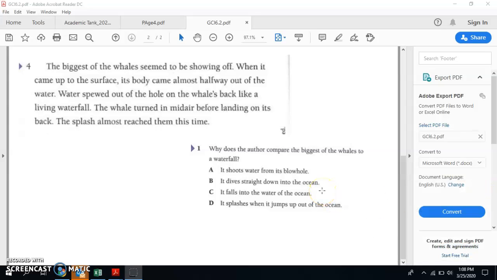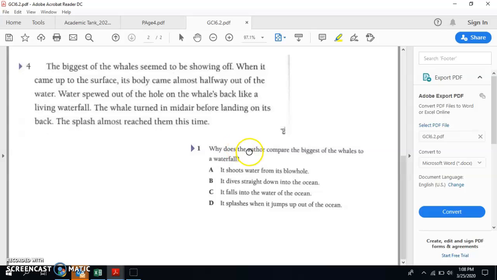Hi Kipsters, I'm going to show you with a model how to answer question number 1. And then at the end, I'm going to ask you to figure out which one is the best answer after I've modeled my thinking. So the first thing I'm going to do is look at my question.